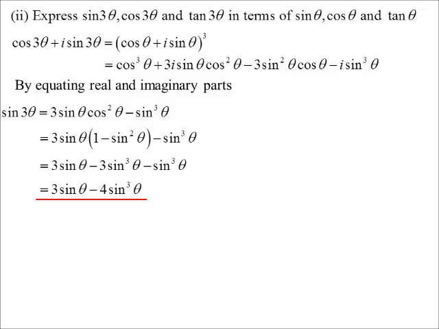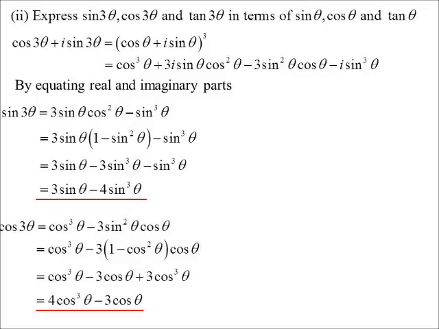And then equating the real part, cos 3 theta, there it is, cos cubed theta minus 3 sine squared theta cos theta. But again, if I want it all in terms of cos, I'll change my sine squared to 1 minus cos squared, and we get 4 cos cubed theta minus 3 cos theta. All right, we set ourselves a challenge here. We said let's do tan as well.